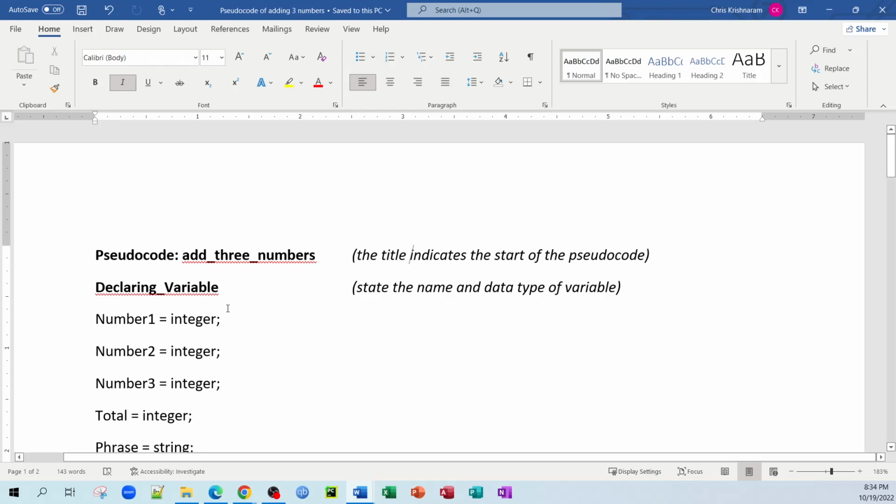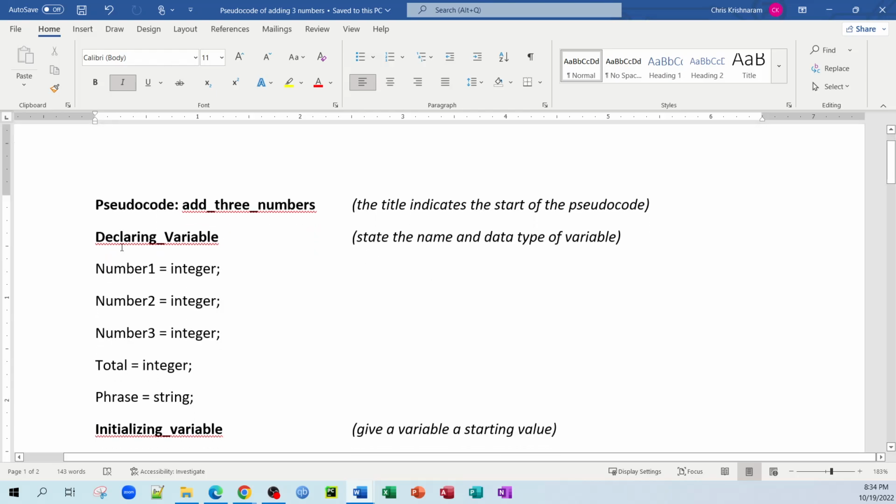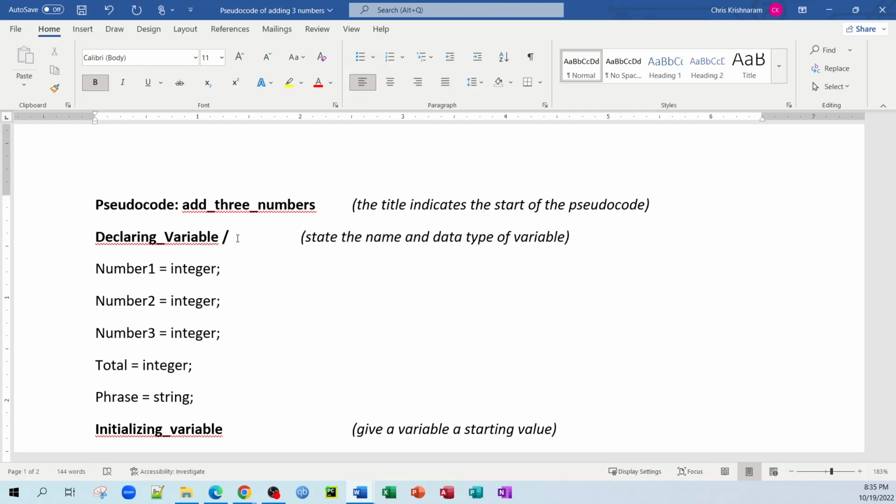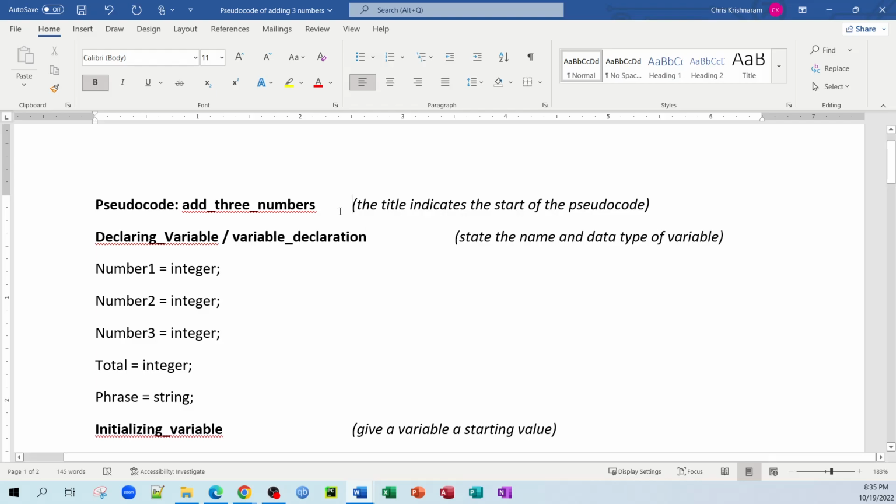Now, after you would have created your title, what you're going to do next is enter a part of your pseudocode called the variable declaration. So you could have either called it declaring variable or variable_declaration. Either one can work. It's basically you declaring your variable. What does the word declaring mean?